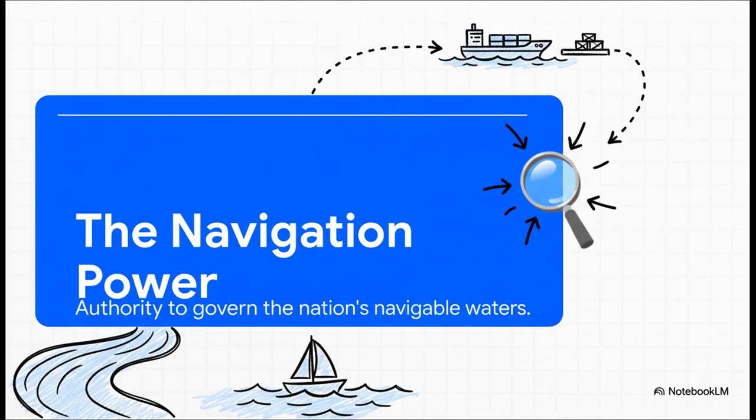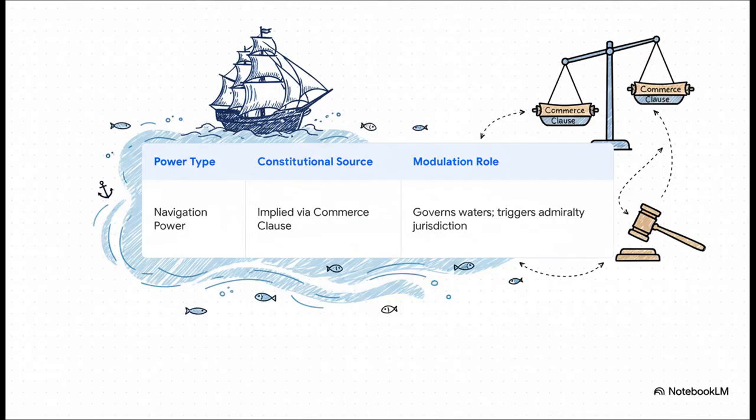Now, paired up with the commerce power is the navigation power. This gives the federal government specific control over the nation's navigable waters. You know, think of major rivers, lakes, and all the coastal areas that are essential for shipping and trade. And this is where the blueprint gets really clever. The navigation power isn't actually spelled out word for word. Instead, it's implied from the Commerce Clause.